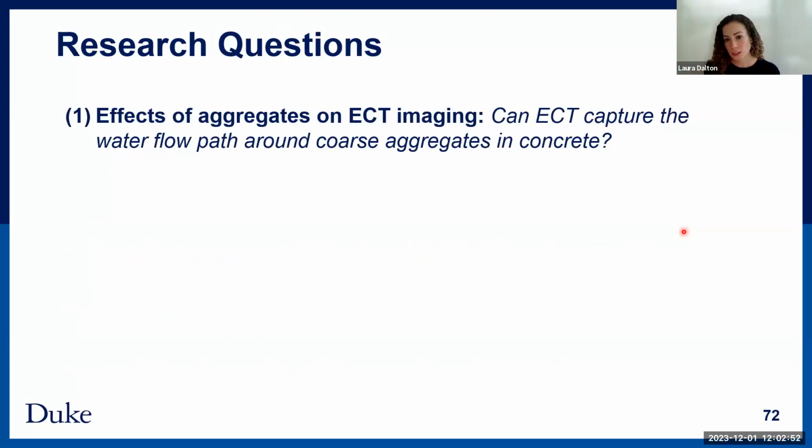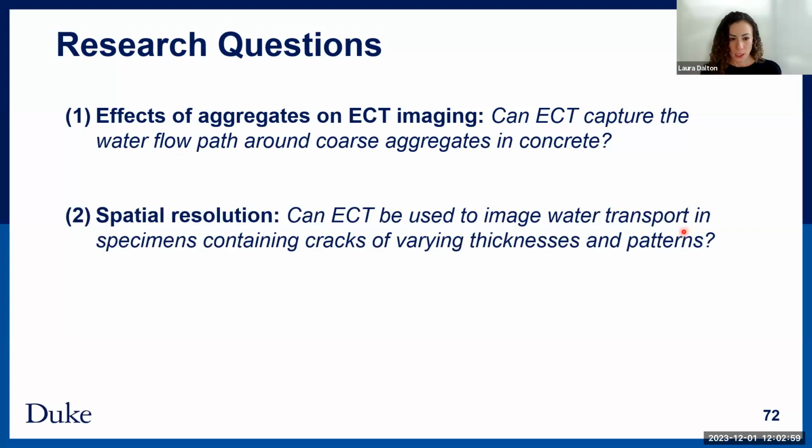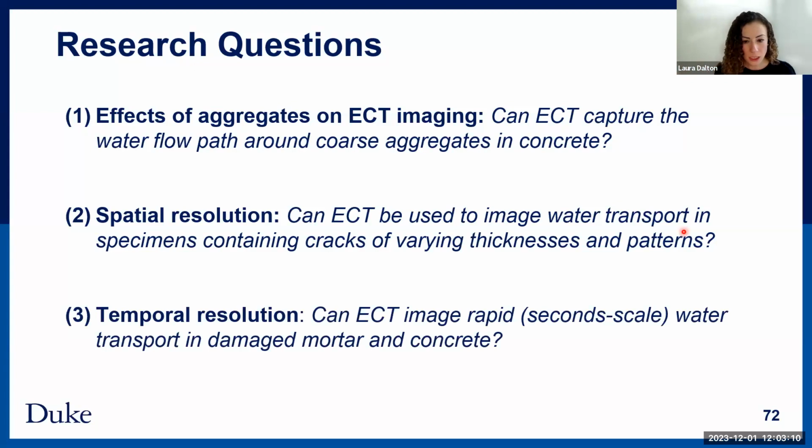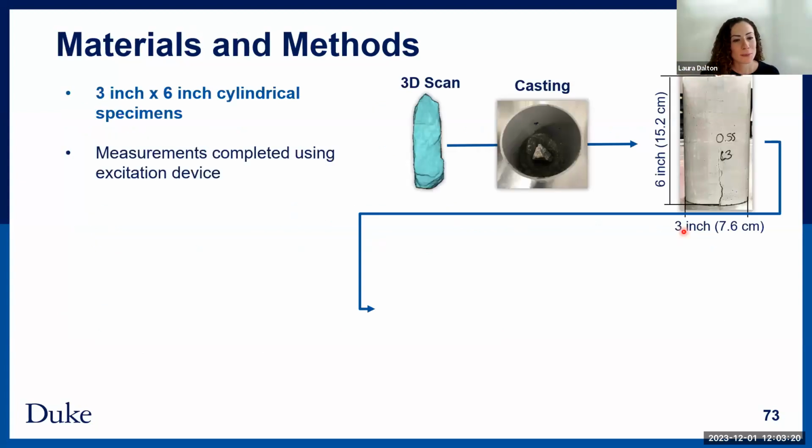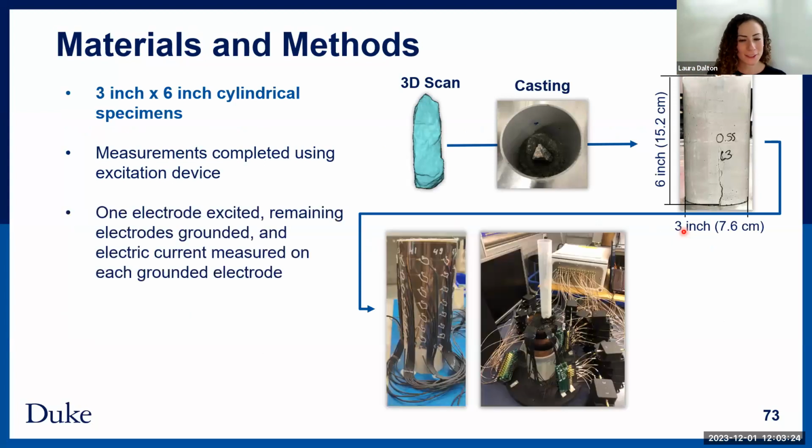So the three research questions we were trying to study are: can we actually detect the water path around an aggregate? And then, with different crack patterns, will we actually be able to detect those? So some spatial resolution: to what extent can we capture different crack patterns? And then temporal, the biggest part of this was really how fast can we see this transport? So we made some samples and shipped them to Finland, about 200 pounds of concrete samples.